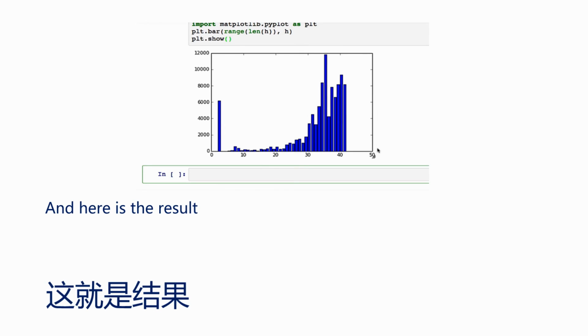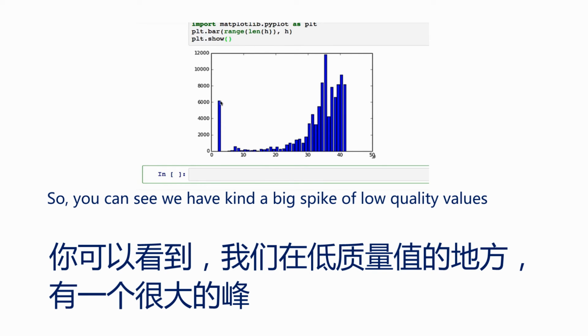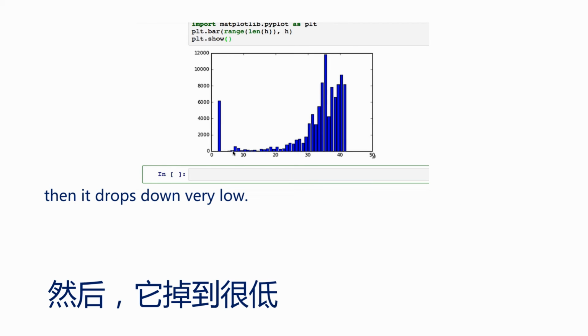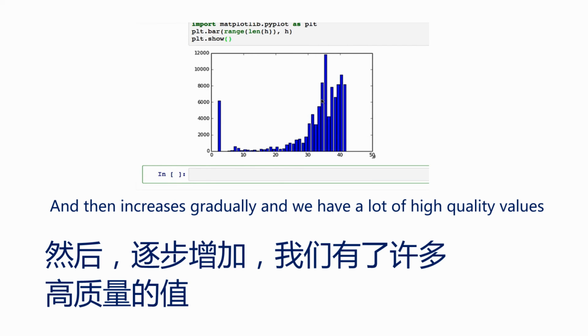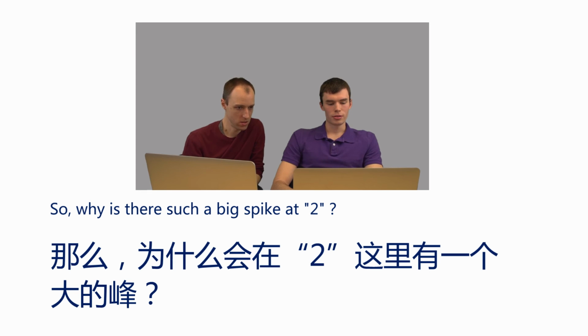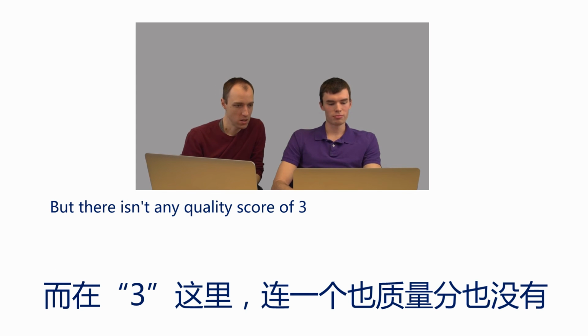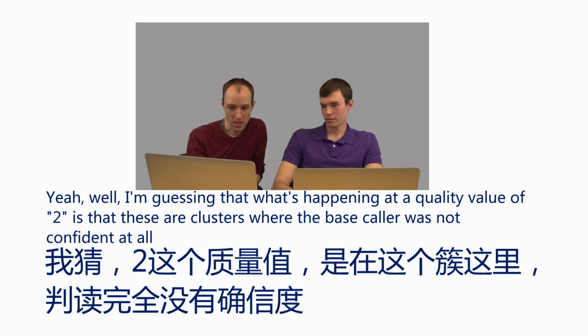And here's the result. So you can see we have kind of a big spike of low quality values, then it drops down really low, and then it increases gradually, and we have a lot of high quality values. So Ben, why is there such a big spike at 2, but it doesn't look like there's any quality scores of 3?